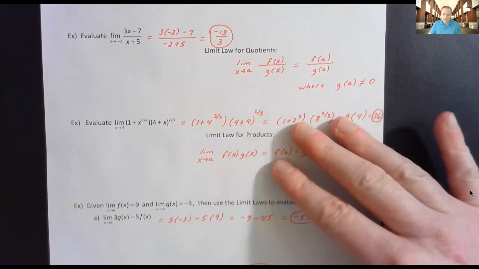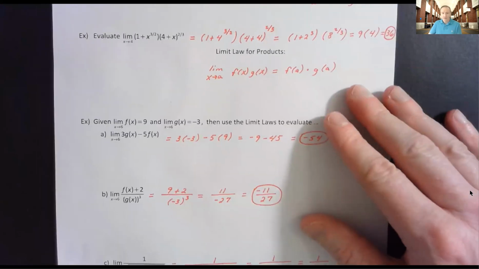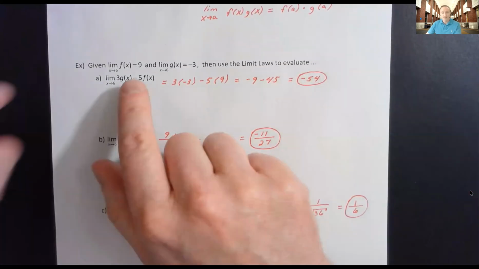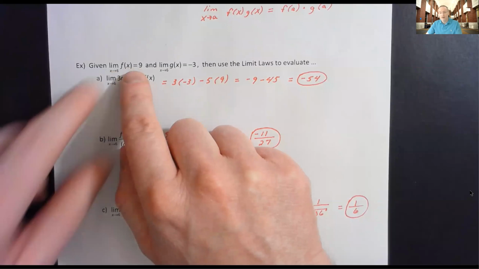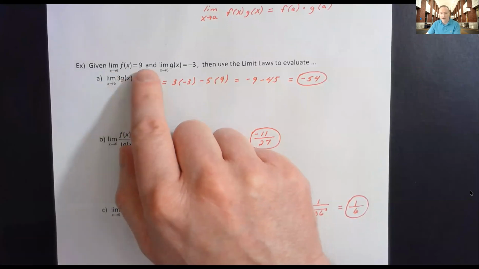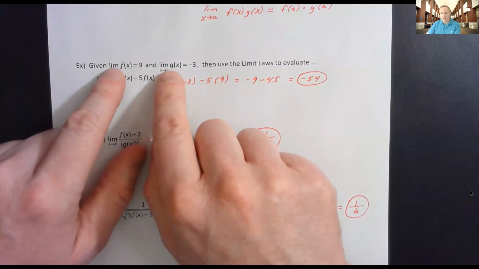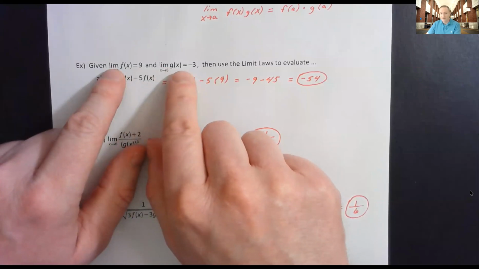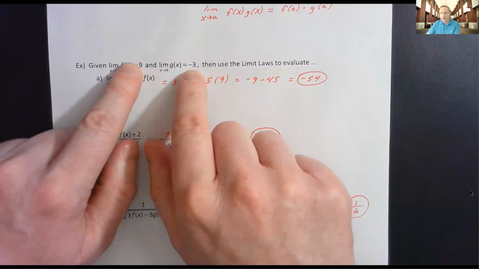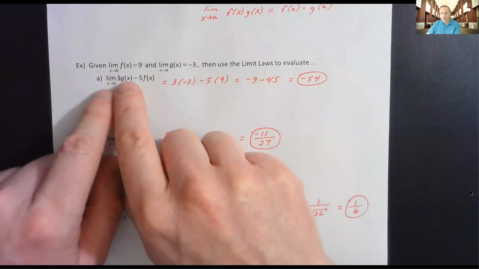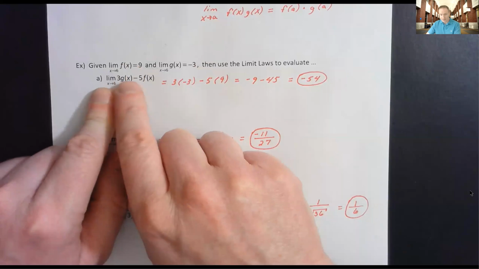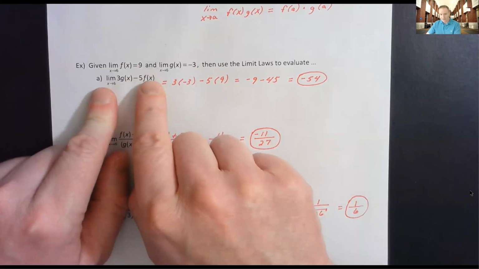In the last few problems in the section, they will tell you a specific value for a limit, such as this, where they say, what if I know that the limit as x approaches 6 of f of x is 9? And that the limit as x approaches 6 of g of x is negative 3. Okay, so that gives me information about these two. Now, then I can use the limit laws to evaluate the limit as x approaches 6 of 3 times g of x minus 5 times f of x.